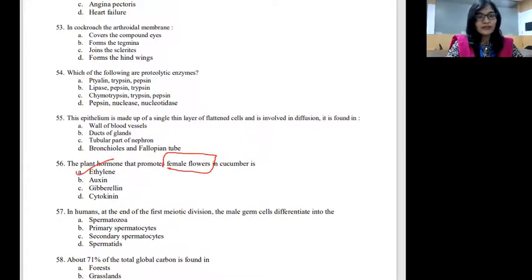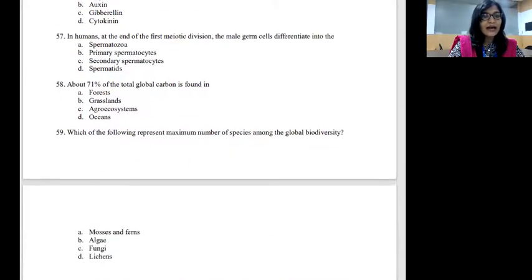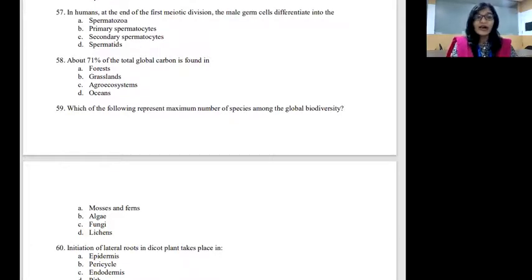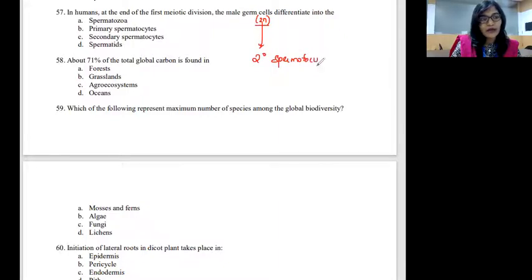In humans, at the end of the first meiotic division, the male germ cells, which are diploid cells, are the ones which produce sperms. These diploid cells differentiate to form what? Secondary spermatocytes. They said first meiotic division, so they are talking about meiosis. They form secondary spermatocytes. About 71% of the total global carbon is coming from the forest. It's coming only from the forest. So the answer is option A.